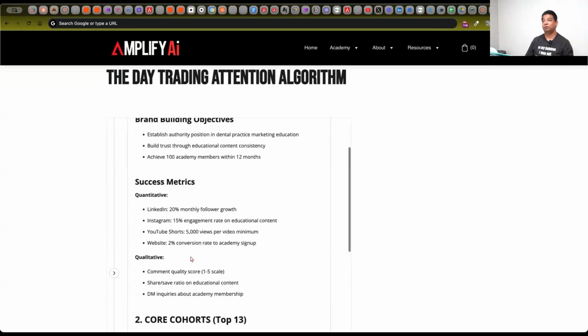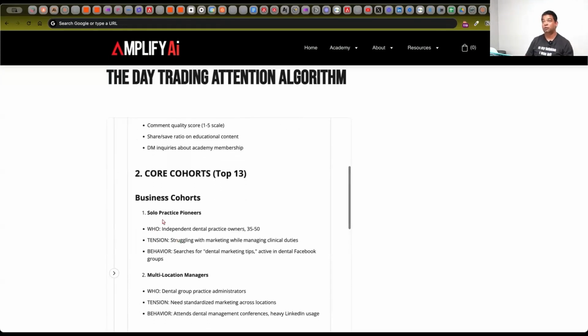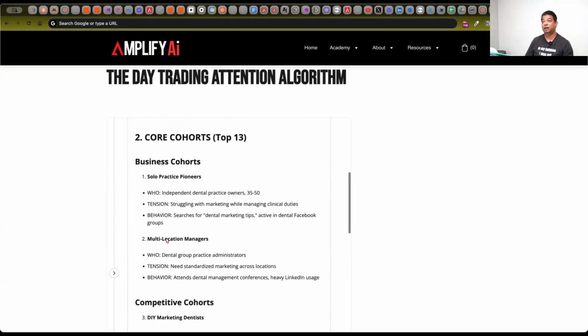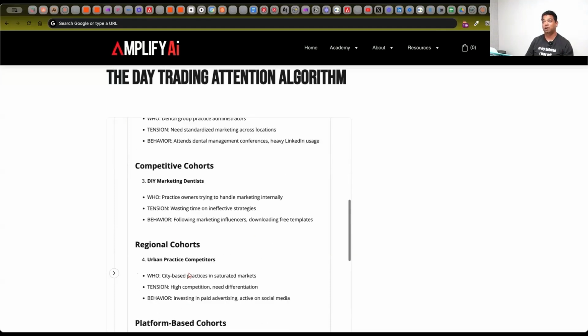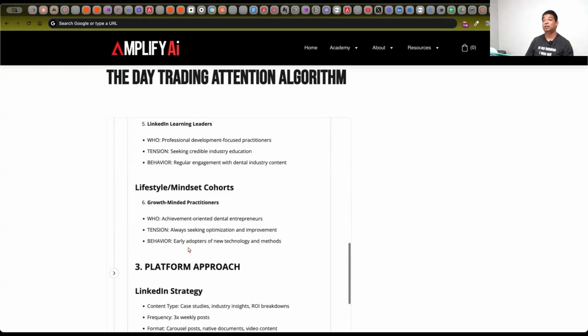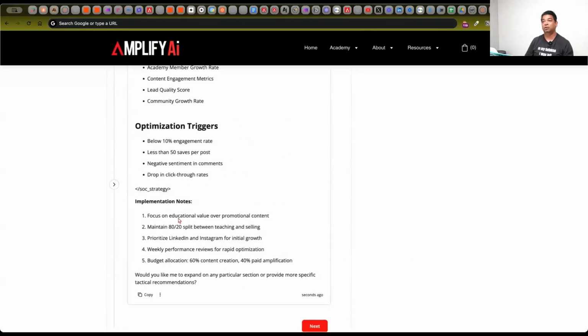It's telling you exactly what to do, how to measure your metrics, how to find your cohorts. So these are the different cohorts within your audience, your solo practice pioneers, your different types of business cohorts, the competitive cohorts, the regional cohorts, how to create who they are, what's their attention, and what are their behaviors, the whole breakdown. Then it's going to do your implementation notes and break the whole thing down.